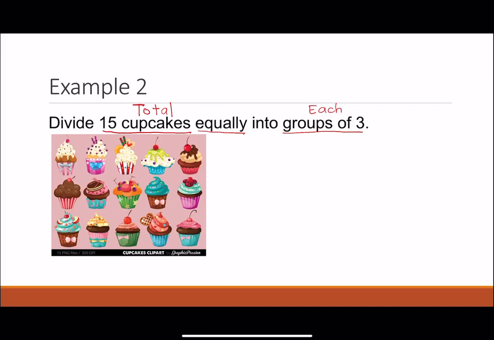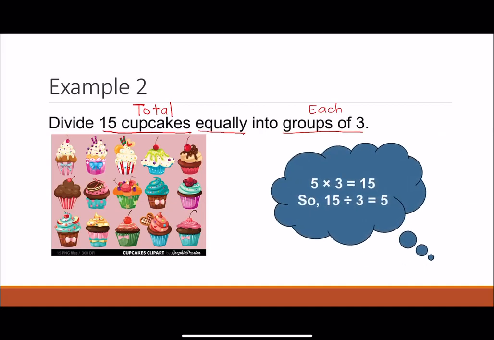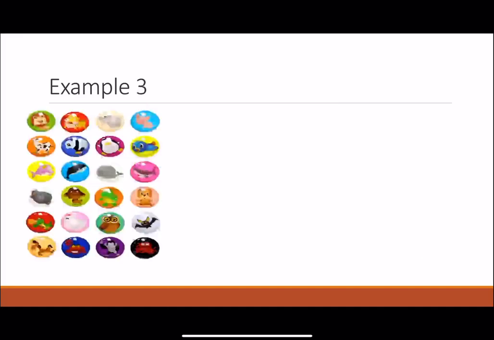So, applying the GET strategy to find the number of groups, we divide total by each. In this case, 15 divided by 3. Or, we can use the multiplication facts. Let us recall. 5 times 3 is 15, so 15 divided by 3 is 5. So, boys and girls, there are 5 groups for this question. How was it? Let us proceed to example 3.